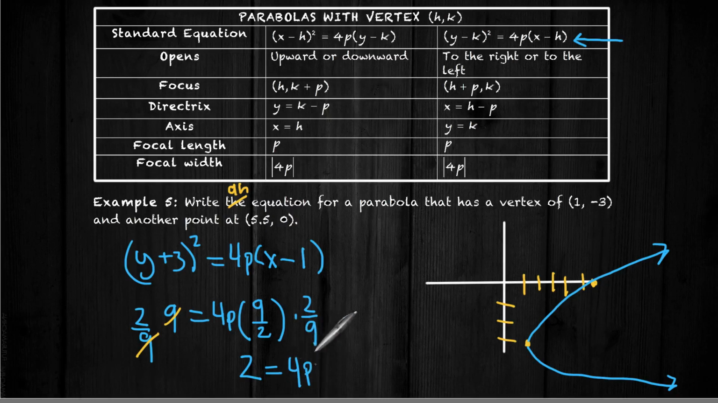Now notice I'm not solving this for p because all I really need in this equation is not p but 4p. And we see that 4p is equal to 2. So now I can go back and I can change this to y plus 3 squared equals 2 times x minus 1. And that is an equation for the parabola that goes through that point as a vertex and has another point, 5.5, 0. You would have gotten a different answer if you drew your parabola going up and down.